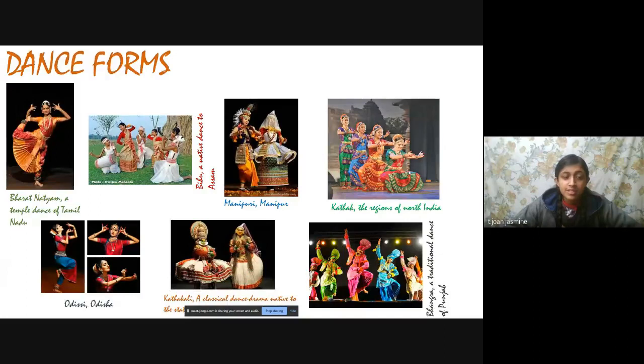The dance forms. First of all, I would like to tell you about the Bharatnatyam. It's a temple dance of Tamil Nadu. Next, the Bihu, a native dance of Assam. The Manipuri, a dance of Manipur. It is also known as the Jagoi. The Kathak is a dance traditionally done in the regions of North India. The Odissi, done in Odisha.